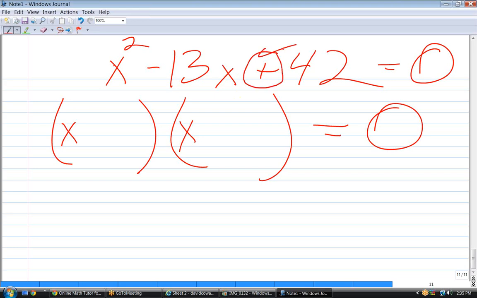This sign on the constant, the plus sign on the 42, is used twice in our method of factoring. First of all, we use it to determine what the signs have to be. You cannot produce a plus 42 unless the signs are the same. They either have to both be negative or they have to both be plus. In other words, let me just jump to a moment here.